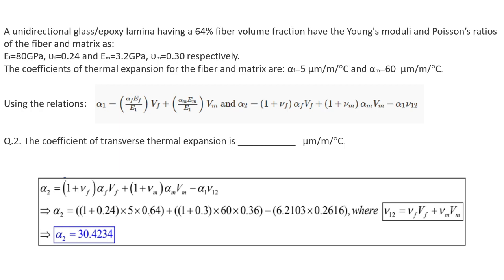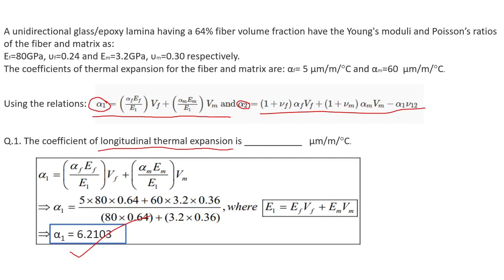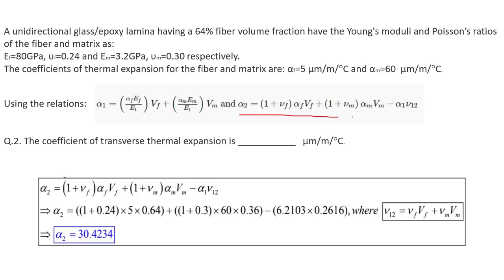The next question is, what is the coefficient of transverse thermal expansion? So as in the last question, they talked about the longitudinal thermal expansion, which is in direction 1, and the transverse is direction 2. So here, as the equation is already given to us, and they are asking the transverse thermal expansion, so alpha 2 value we have to find. For that, all the required values are given in the question. That is the volume fraction, the coefficient of thermal expansion of fiber and matrix, the Poisson ratio of fiber, matrix, and the composite. All are given.